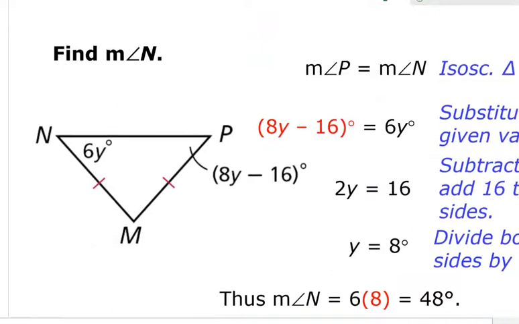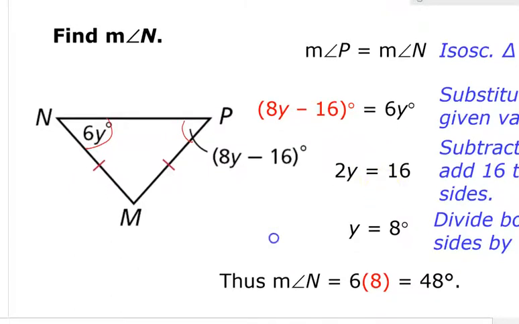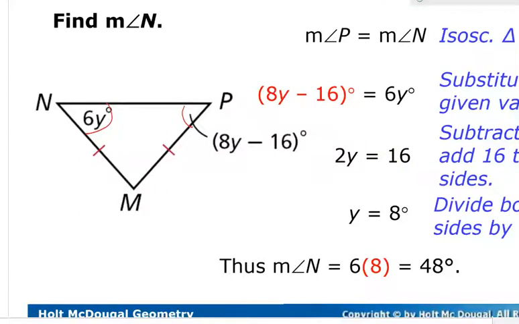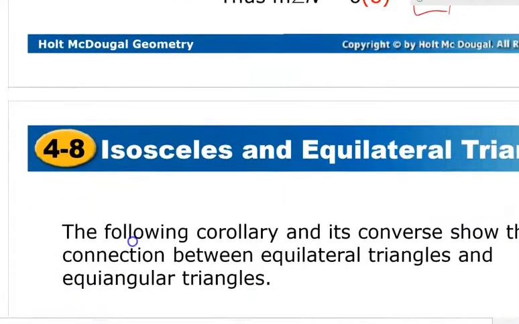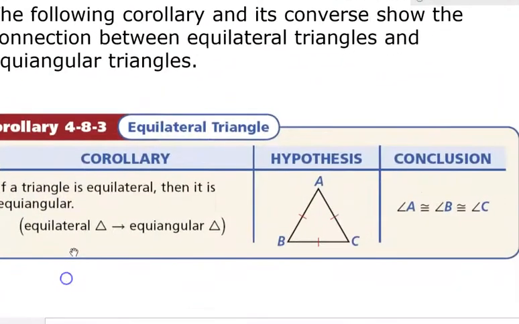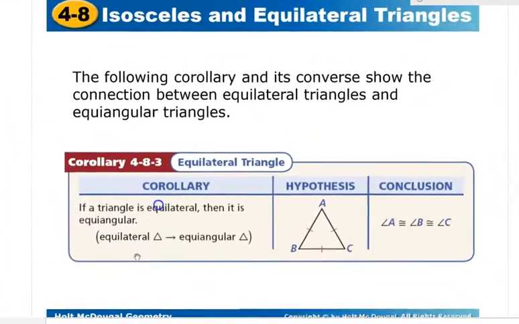Okay, angle N here is what we're trying to find. I see my base angles are here and here, which are congruent. Set them equal to each other, solve for y, and I get 8. Then I plug 8 back into whatever I'm trying to find, angle N. So I'm going to plug 8 back in right there, and I get 48 degrees. It's all about equations.